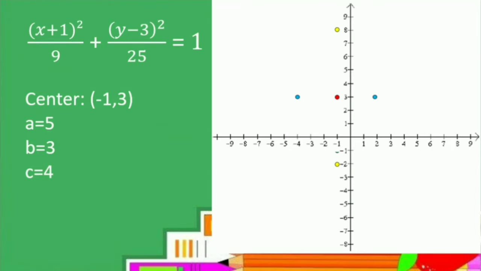And lastly, in plotting the foci using the value of c, we already knew that the foci are located on the major axis. So, from the center, we must move 4 points upward and 4 points downward. Using these points, we can already graph our ellipse.